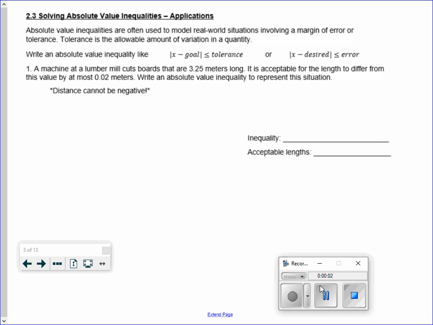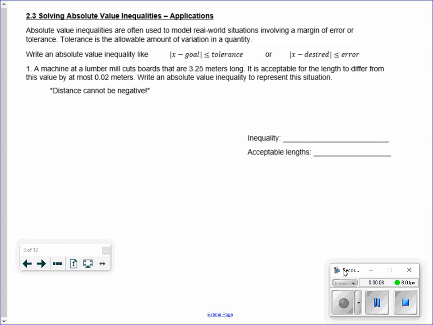How's it going, guys? Today in this video, we're going to be going over 2.3, day 2, where we're going to be talking about solving absolute value inequalities with applications. And that's just a really nice way of saying we're going to be doing word problems with absolute value inequalities.